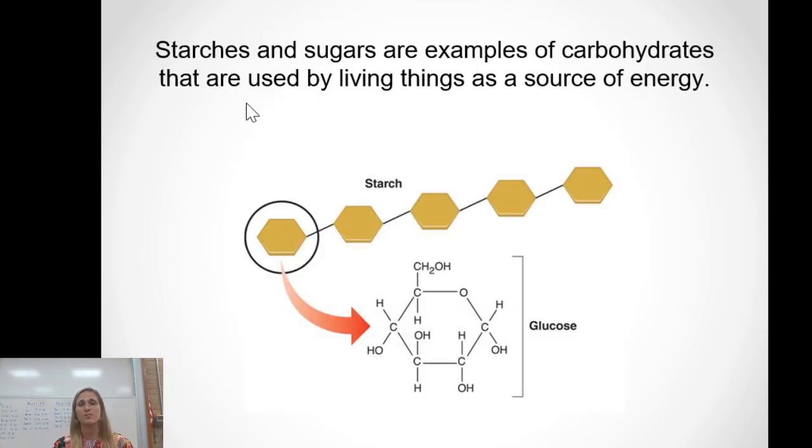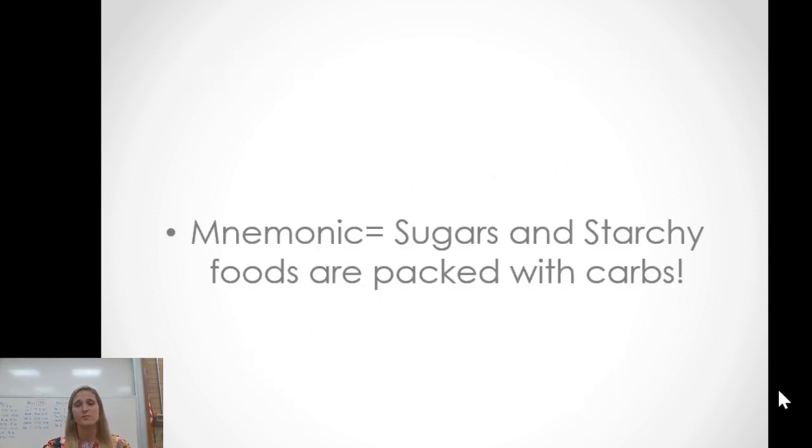Starches and sugars are examples of carbs that are used by living things as a source of energy. Again, we use sugars and starches to fuel our bodies. We can use the other ones, but it's not nearly as efficient, so we use carbohydrates. And in this case, this is just giving you another example of a starch that is made by attaching glucose molecules together. And you're basically going to break those bonds and release energy for yourself.